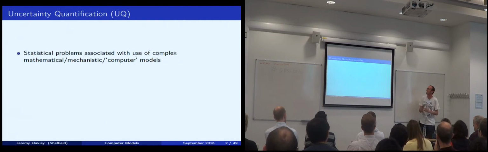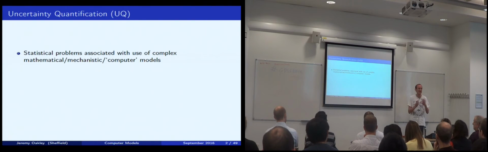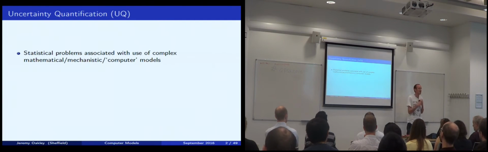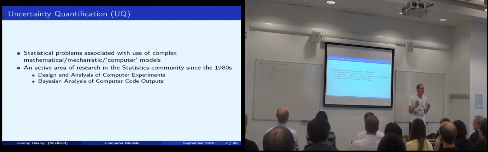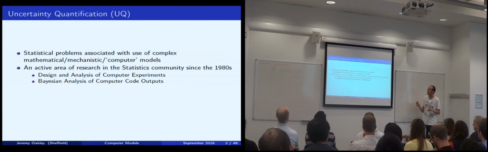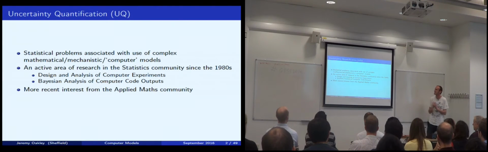Okay, so what do we mean by UQ? Well, some of us at least think of it as a collection of statistical problems that you encounter when you're working with what we call complex mechanistic, deterministic, or computer models. And I'll say a bit more about that in a moment. This is something that statisticians have been interested in for a while now, and it goes by different names, so design and analysis of computer experiments, Bayesian analysis of computer code outputs, but more recently there's been interest from the applied maths community, and they tend to label this as UQ.